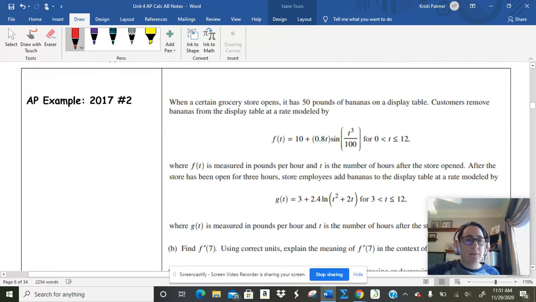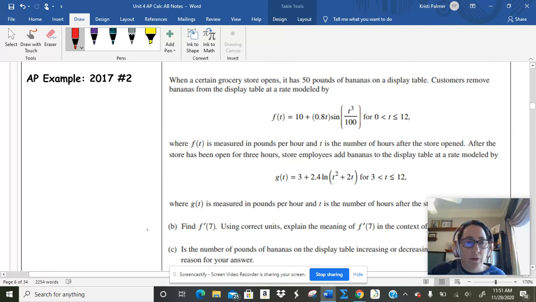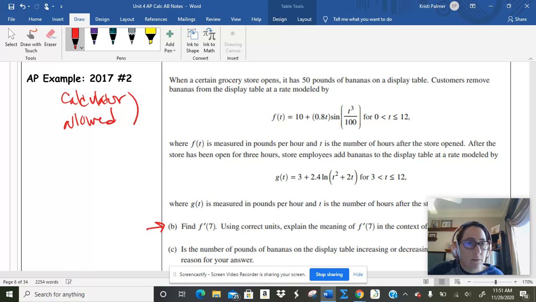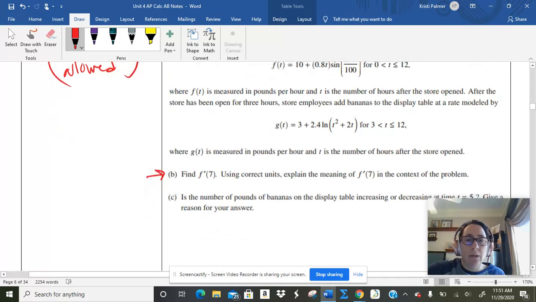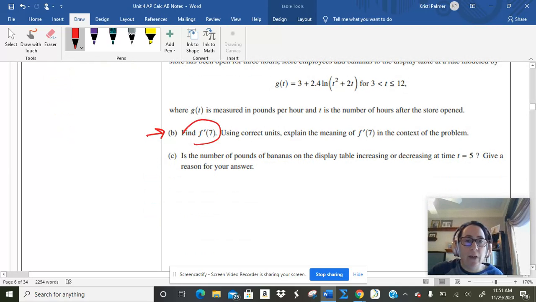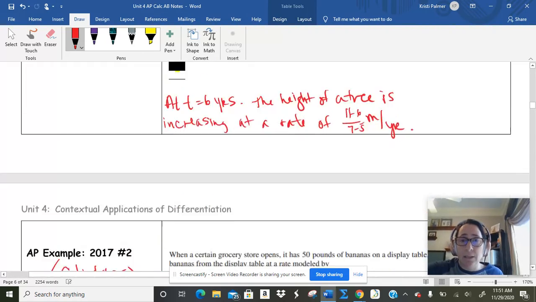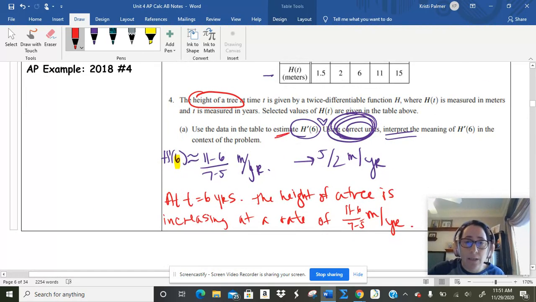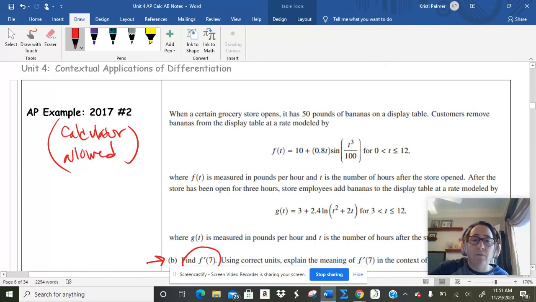Okay. Next one, I want you to go ahead and read through, pause me, and see if you can see what you want to do for B. When you're ready, unpause. And this is a calculator allowed. Okay, so hopefully you paused me and you're ready to unpause. So now it wants us to go find this first. Well, we're not approximating it like we did a second ago. Here we were approximating or estimating. We're not doing that. We actually have to find it.